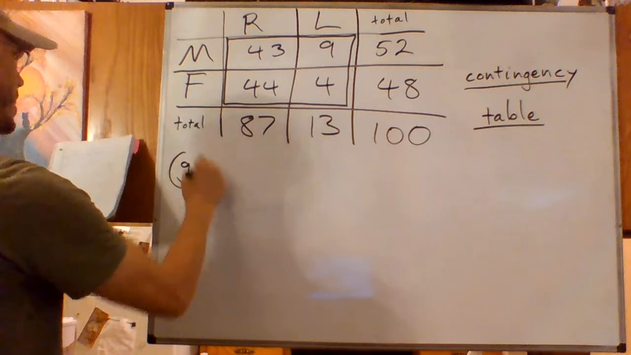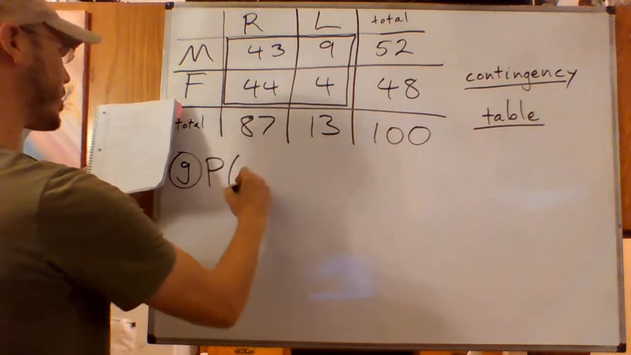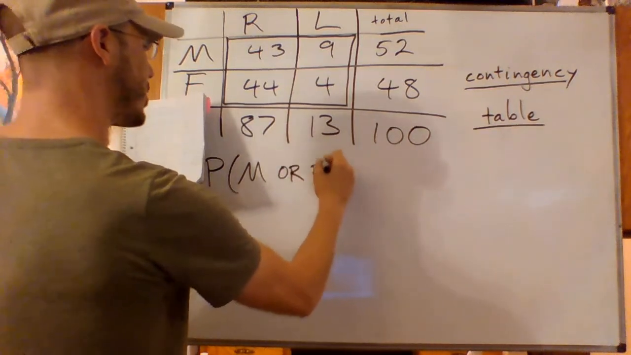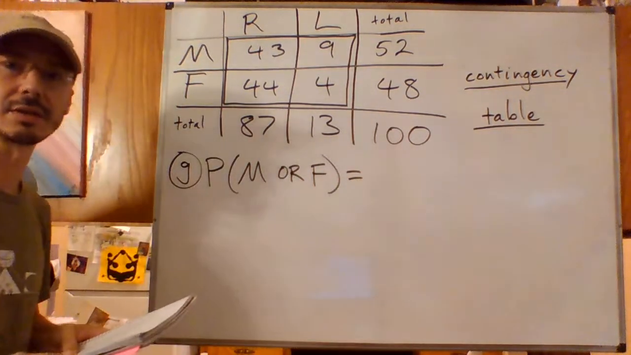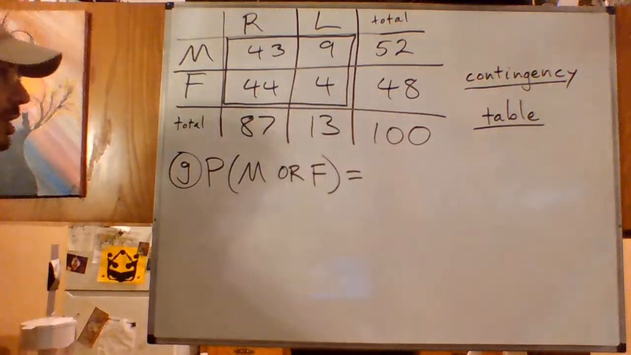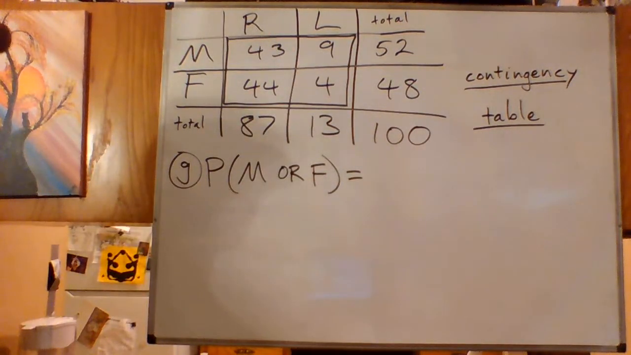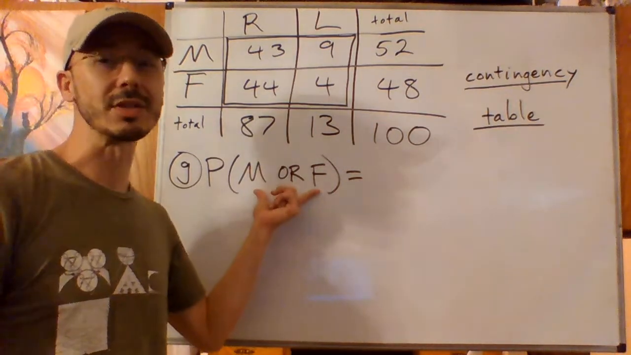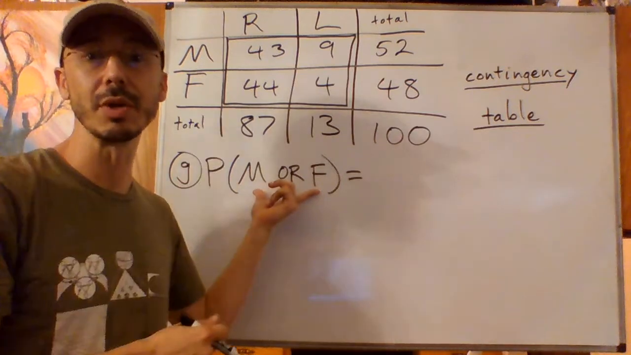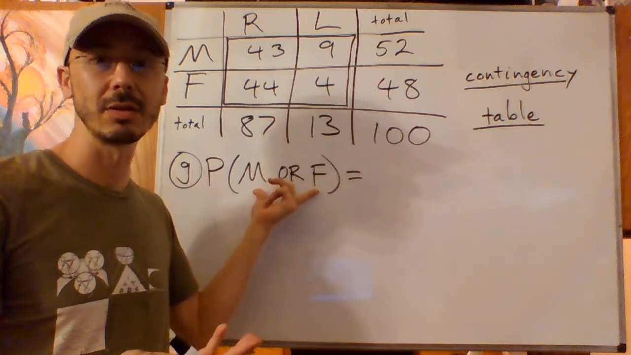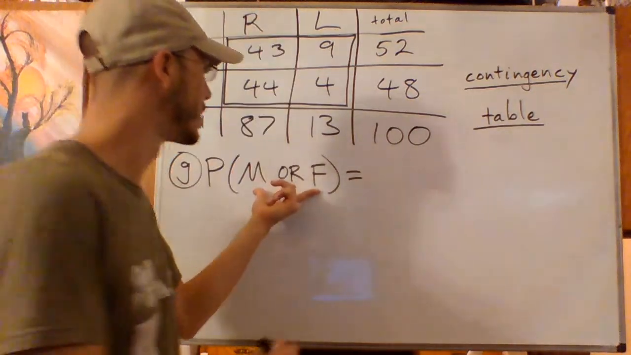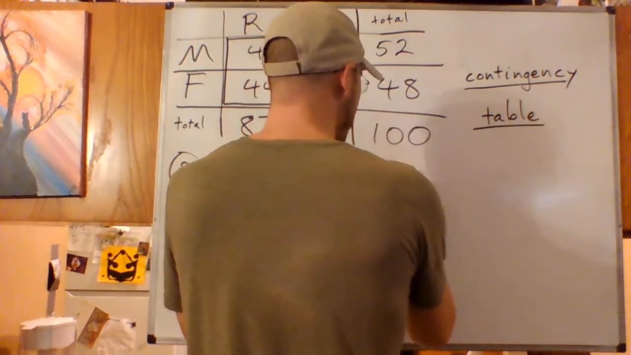Next, for part G, it says the probability of M or F. So this is an OR probability. I'm going to write a little bit more for this one just so you can see where it comes from. But it is kind of a strange question. What's the probability that your randomly selected person from this group is either male or female? And it should be 1 because they're all males or females according to the data. So I'm going to write it this way.